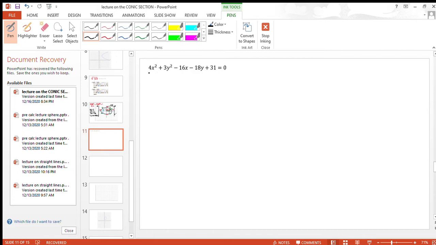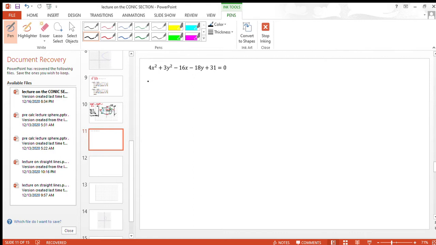They have like signs. Both are positive. The values are not equal. The term xy is missing. So this is an ellipse, definitely. So if we will now write this to the standard form.